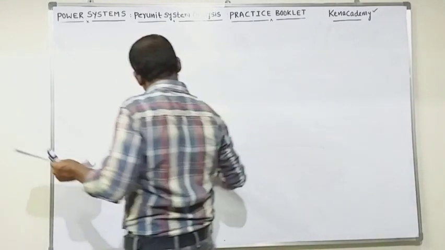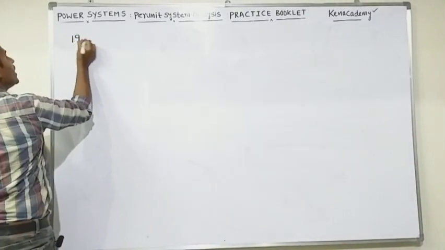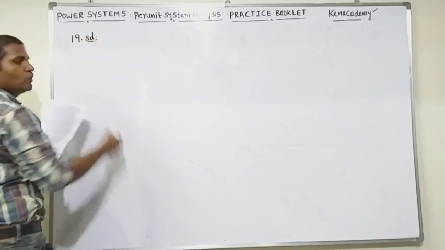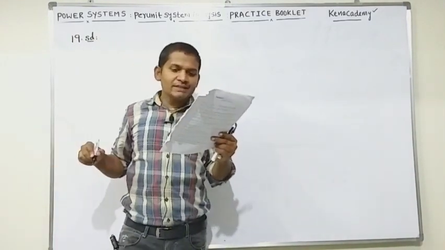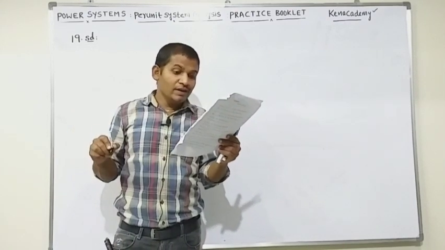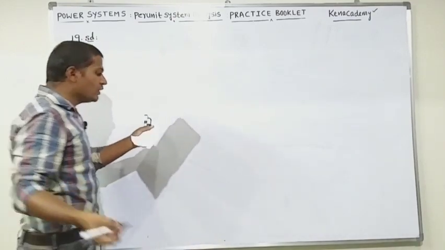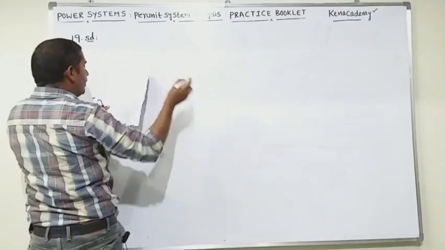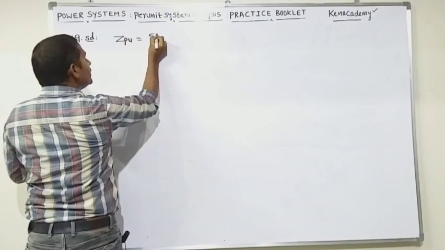See the question number 19. Concentrate, I am explaining the solution of question 19. The value of a transmission line impedance is 5 per unit with 10 MVA, 10 kV base values. You want to find its impedance value in ohms. The per unit impedance equals 5 per unit.